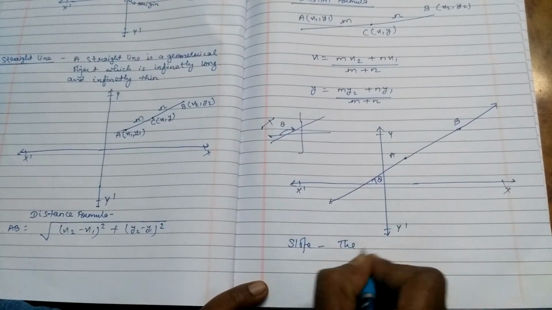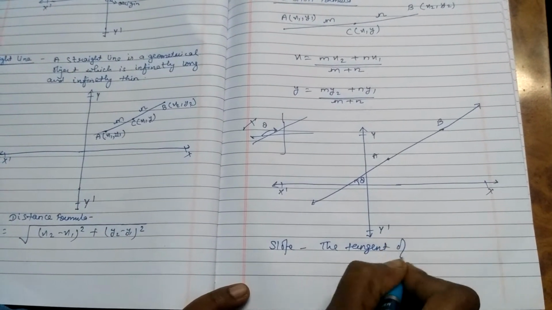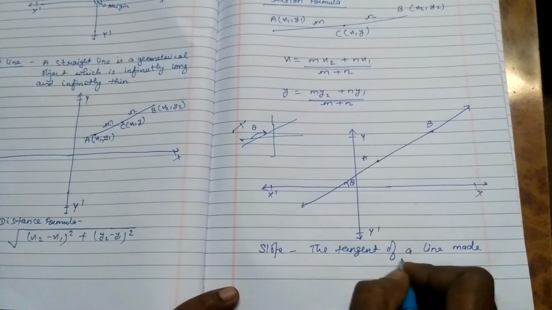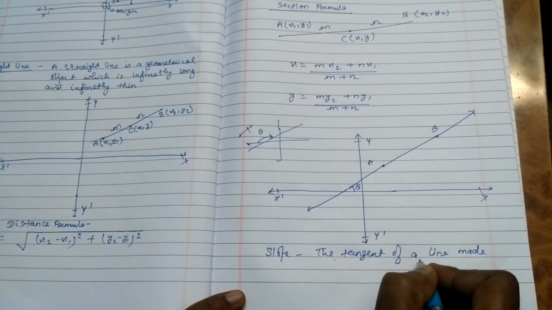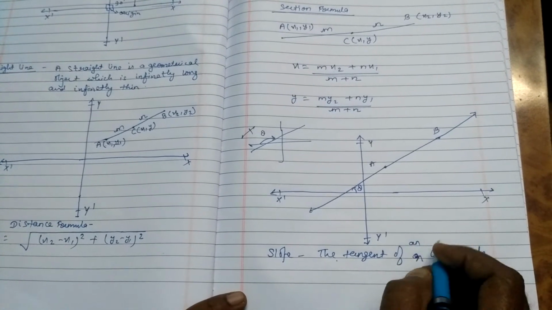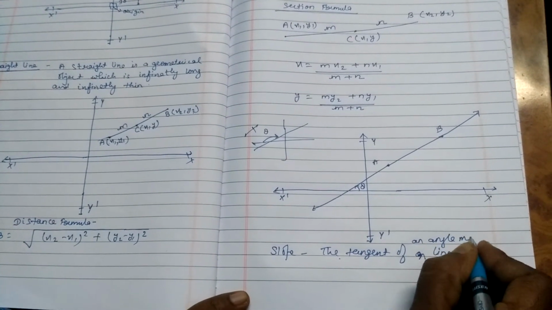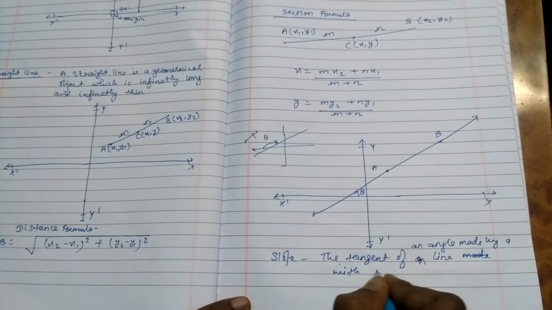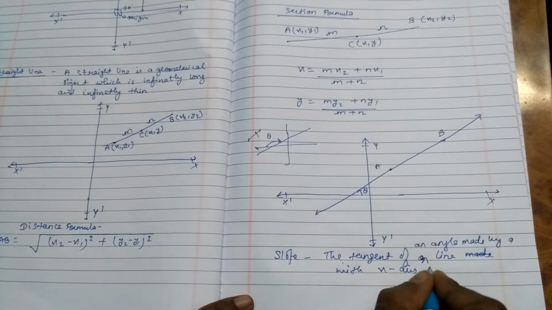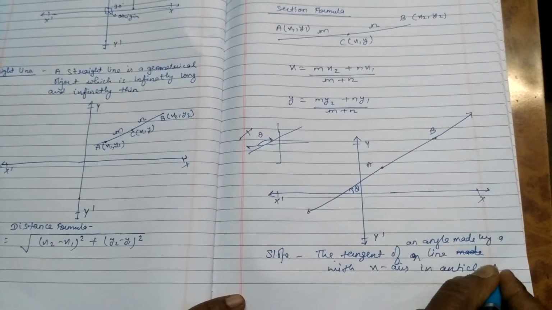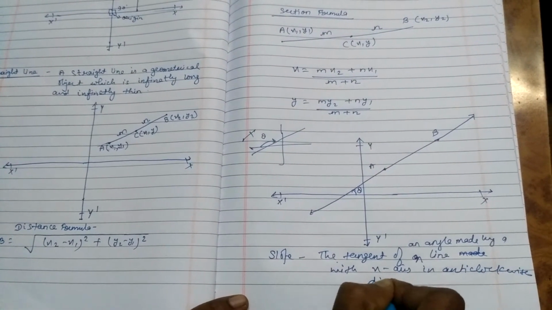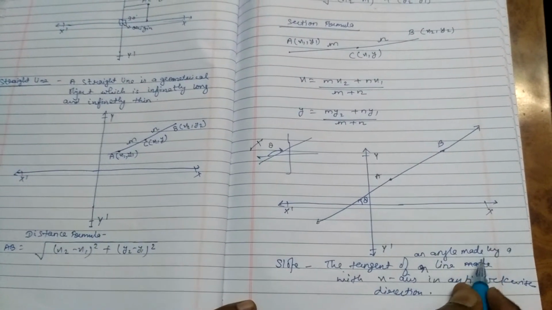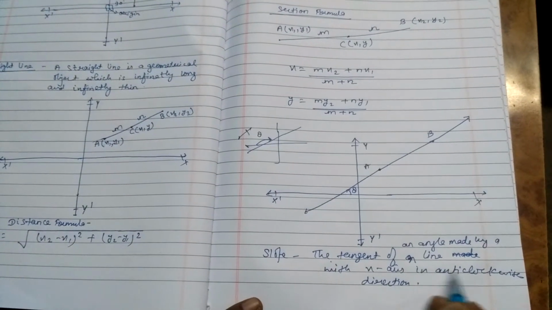Slope we can define as the tangent of the angle made by a line with the x-axis in the anti-clockwise direction. So slope, as the definition states, is the tangent of an angle made by a line with the x-axis in the anti-clockwise direction.